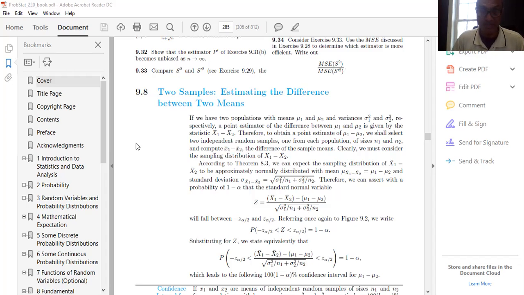So whenever you are comparing like this, to decide which production is better, with the given data we can find the 95% confidence interval, or whatever we want to find. Just like our single sample estimation, the same way we can do it over here for two sample distributions in particular. So if we have two populations with means nu1 and nu2 and variances sigma1 square and sigma2 square respectively, a point estimator of the difference between nu1 and nu2 is given by the statistics x1 bar minus x2 bar. And therefore, to obtain a point estimate of nu1 minus nu2, we shall select two independent random samples.